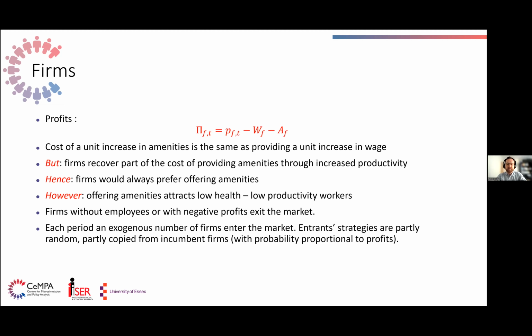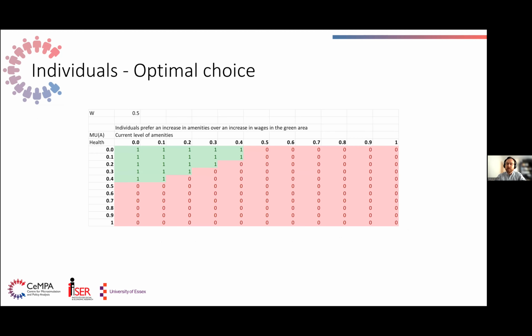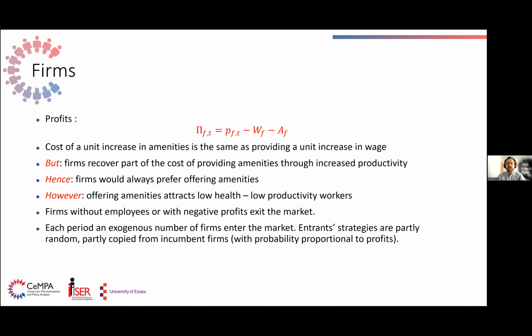Firms in our model have profits that are equal to the productivity of the worker, given that we have single worker firms, minus the level of wages, minus the level of amenities they provide. The cost of a unit increase in amenities is the same as the cost of a unit increase in wages. However, firms recover part of the cost of providing amenities through increased productivity. This means that a firm would always prefer to offer more amenities. However, there is a caveat that offering amenities attracts low health, low productivity workers. As we've seen in the previous graph, they are the ones who would prefer more amenities over wages. And this leads to the dynamics in the model that we will see some of in the results section.